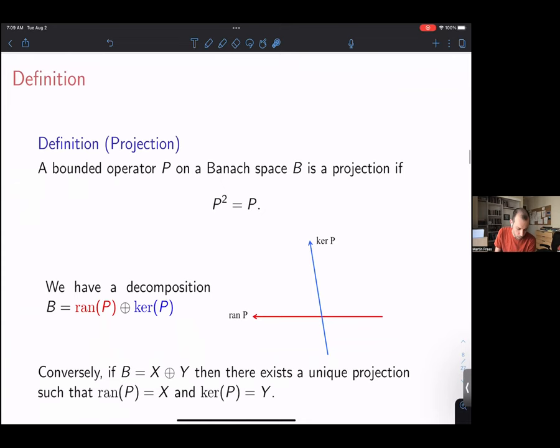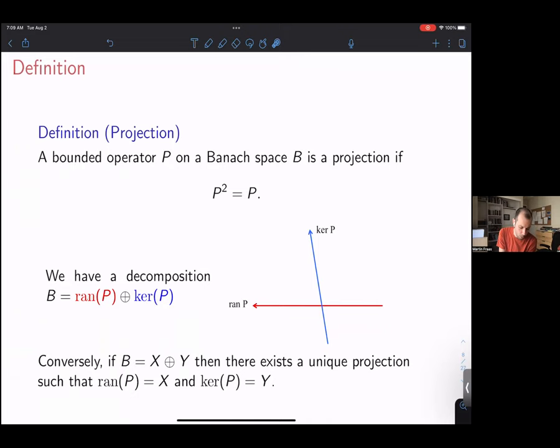As a definition, I start with some Banach space B. A bounded operator P on a Banach space is a projection if the square of that operator is itself. That is what is called a projection. Anytime you have a projection, you can look at the kernel and range of this projection. That induces a decomposition of this Banach space into a direct sum of the range and the kernel, into two subspaces.